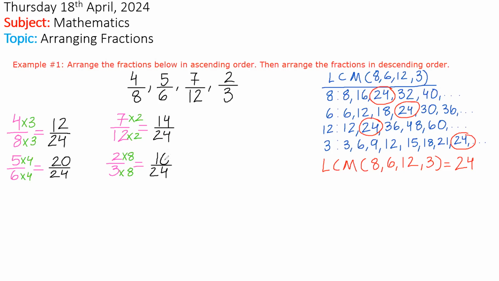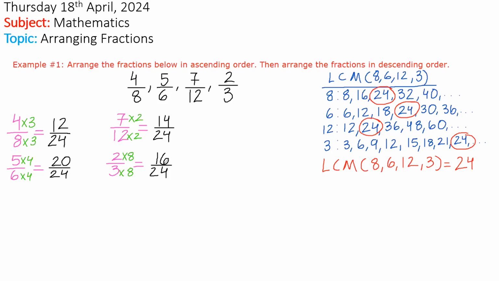Okay. So now all of our fractions, every last one of them, the denominator is 24. So that means now we can properly compare them, right? Now we can say which one is the highest, which one is the lowest, and so on.